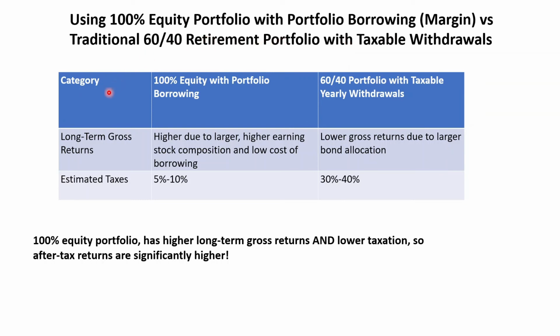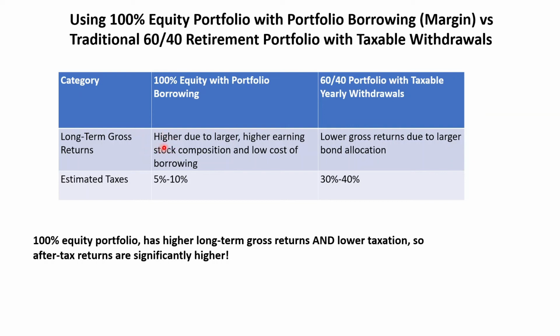So let's do a high-level comparison between the two strategies. Again, the first strategy is a 100% equity portfolio with portfolio borrowing, versus a 60-40 portfolio with taxable yearly withdrawals. We're going to compare two things: the long-term gross returns and the estimated taxes. Here, of course, the long-term expected gross returns are going to be higher, because it's invested in 100% equities. And there's also a low cost of borrowing, as we saw on the previous slide.